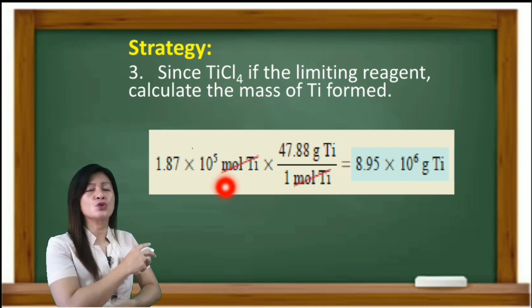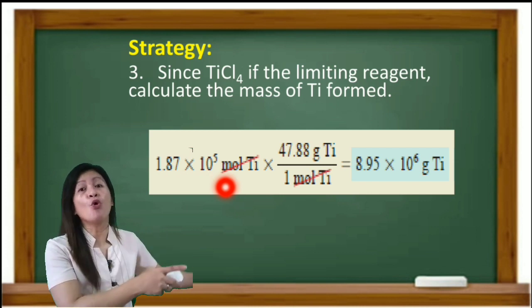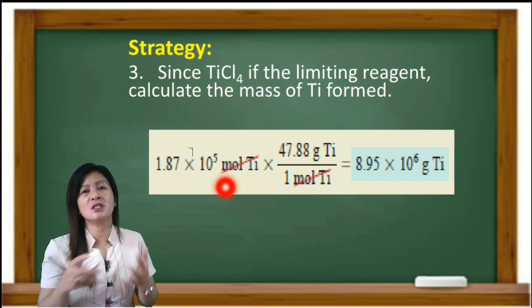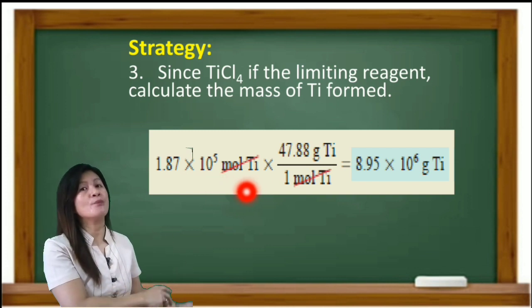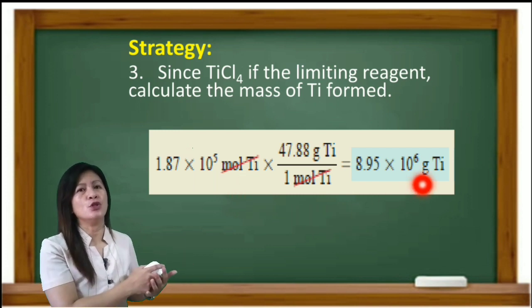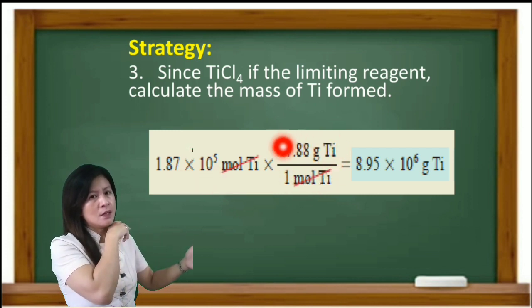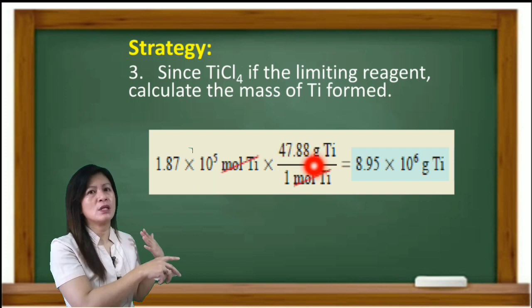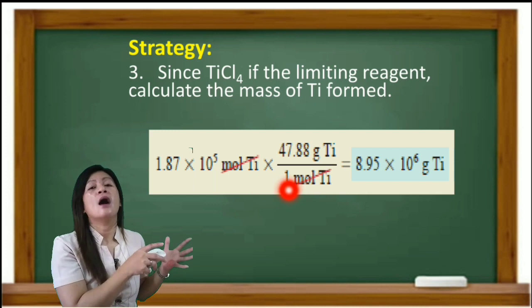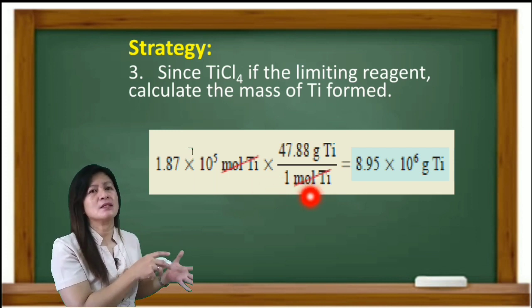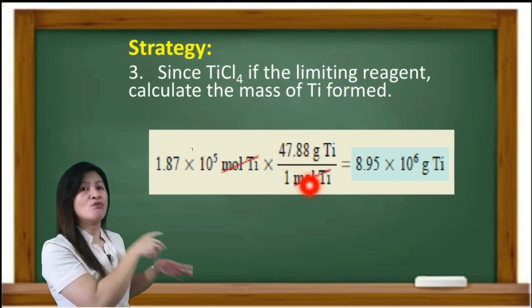Let's now multiply that, so the step will be shorter this time because we have done the gram to mole calculation. So we are now doing just the mole to gram calculation, from the calculated mole of titanium to the desired gram of titanium. So we have 1.87 times 10 raised to 5 mole of titanium times, we need the molar mass of titanium from the periodic table, which is 47.88 gram. Titanium, the atomic mass is the same as the molar mass. So we have 47.88 gram titanium over 1 mole titanium.